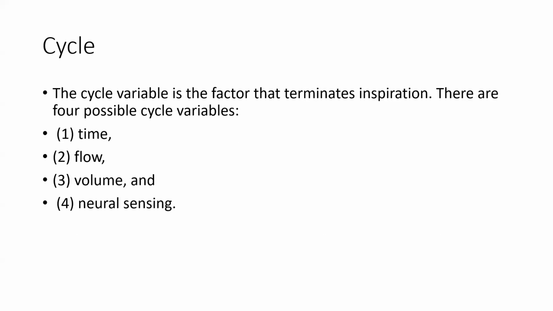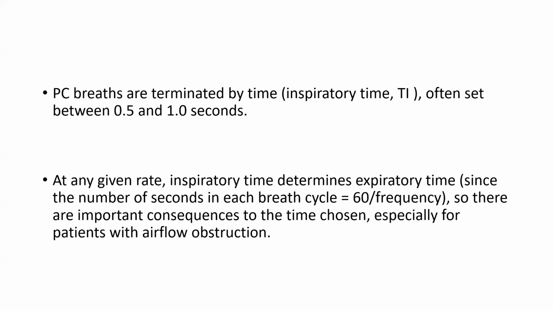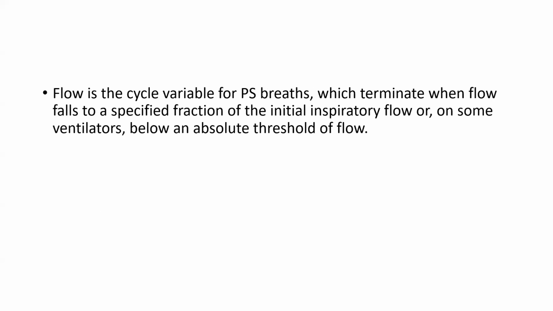Now the next variable is cycle. The cycle variable is the factor that terminates inspiration, and there are four possible cycle variables: time, flow, volume, and neural sensing. Pressure control breaths are terminated by time, often set between 0.5 to 1 second. At any given rate, the inspiratory time determines the expiratory time. So there are important consequences to the time chosen, especially for patients with airflow obstruction.